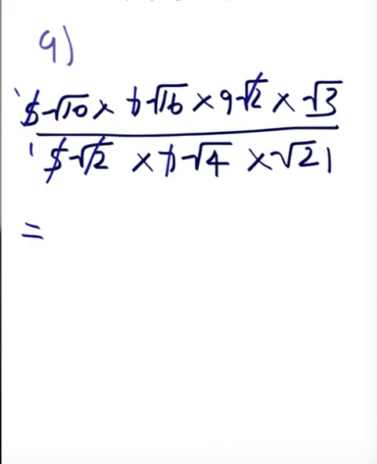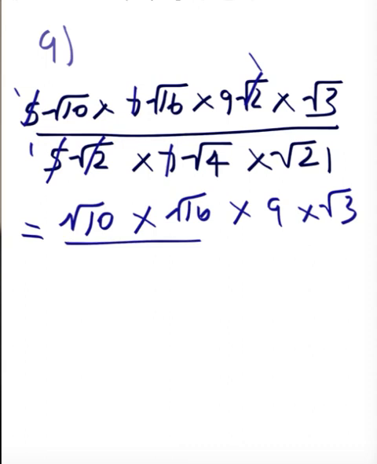So I'll stop there and write down what I have left. So I've now got the square root of 10 times the square root of 16 times 9. We know that's a 1 there, and 9 times 1 is what? 9. Times the square root of 3 over, that's just a 1. We've got the square root of 4 times the square root of 21.